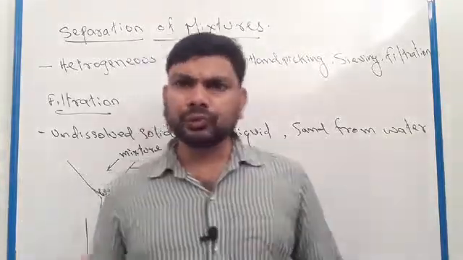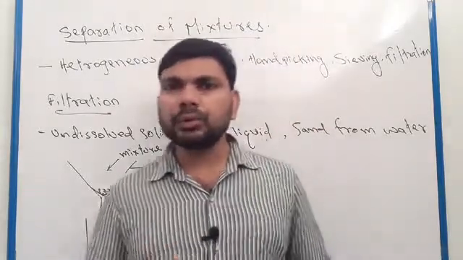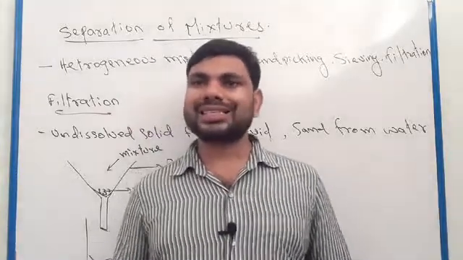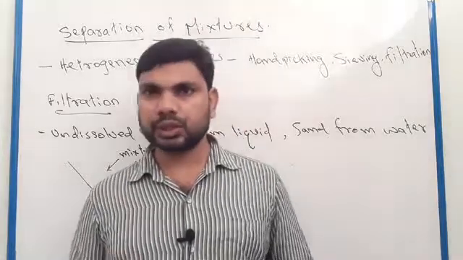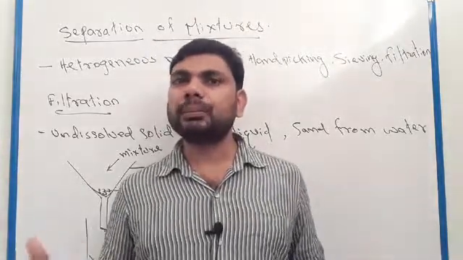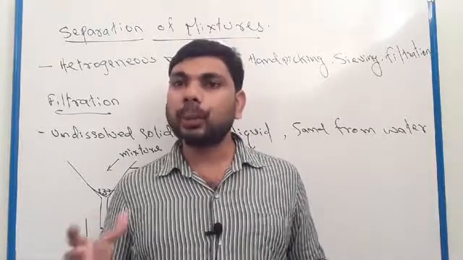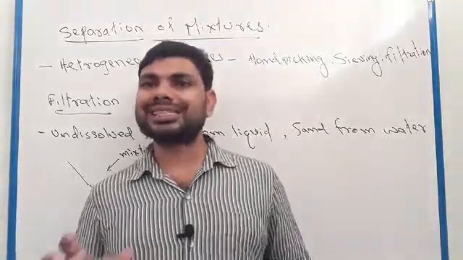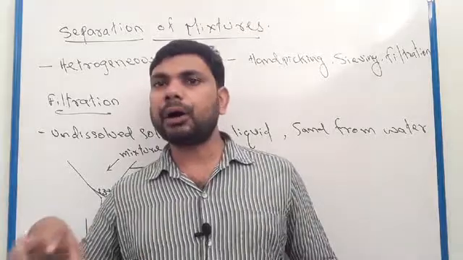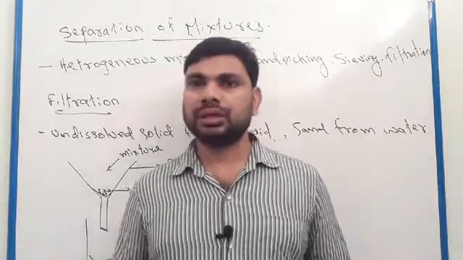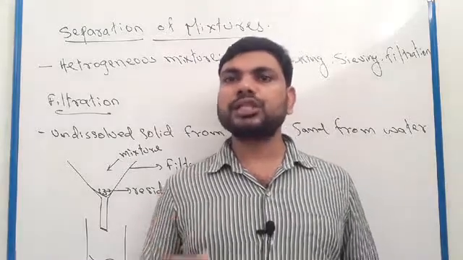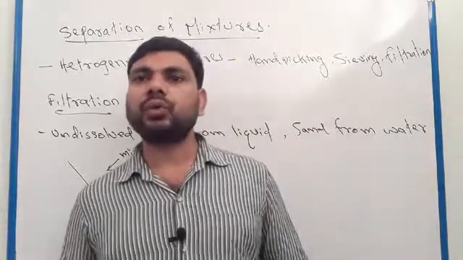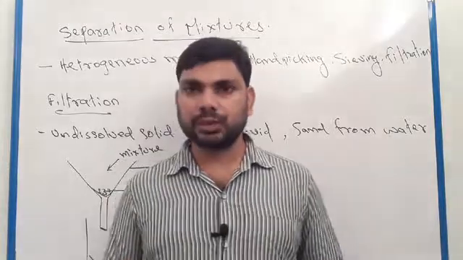Okay, so we know there are different types of mixture, homogeneous mixture and heterogeneous mixture. We discussed them in the previous video. Heterogeneous mixture means different components of the mixture do not mix homogeneously. Examples for heterogeneous mixture: sand in water, chalk powder in water. Homogeneous mixture: different components of the mixture mix homogeneously. Examples: salt in water, sugar in water. These are examples for homogeneous mixture.